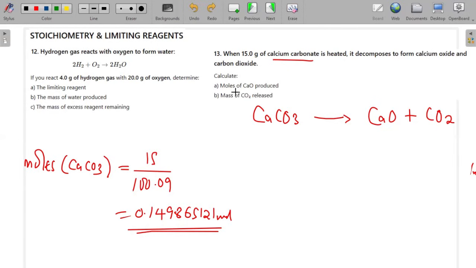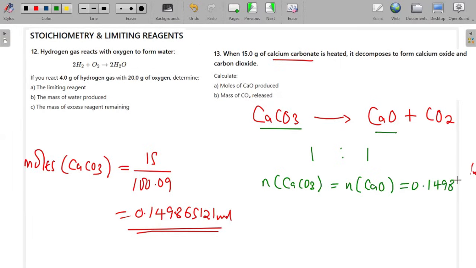So now A was saying find the moles of calcium oxide produced. I see that the mole ratio there is 1:1 of this one and this one. It's just 1:1. So meaning that the moles of calcium carbonate are actually equal to the moles of calcium oxide. So we're just going to write this number here because their mole ratio is 1:1. Okay, so those are the moles.